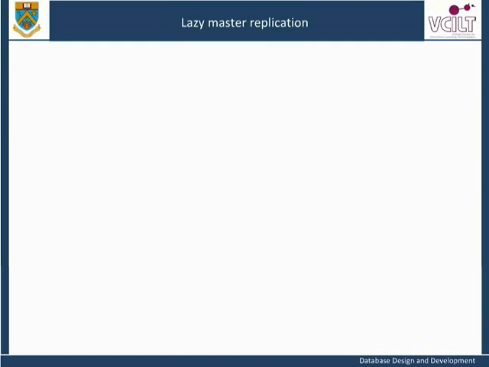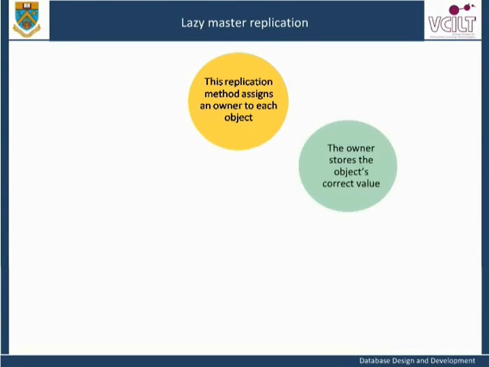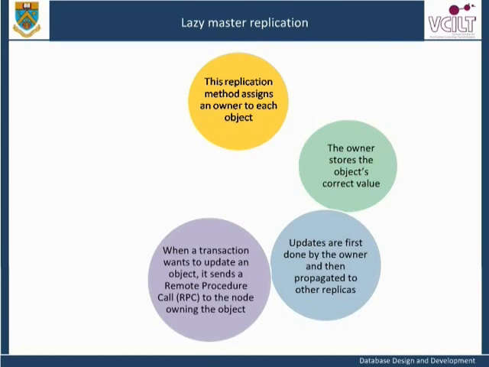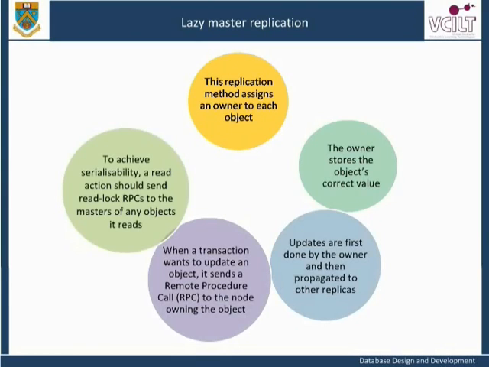Another alternative to eager replication is lazy master replication. This replication method assigns an owner to each object. The owner stores the object's correct value. Updates are first done by the owner and then propagated to other replicas. When a transaction wants to update an object, it sends a remote procedure call, RPC, to the node owning the object. To achieve serializability, a read action should send read lock RPCs to the masters of any objects it reads.